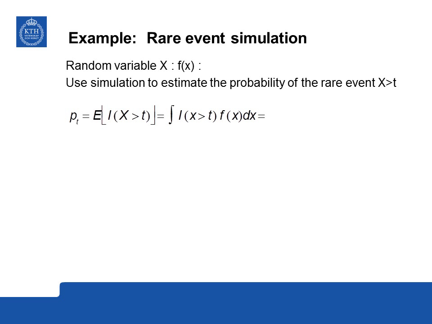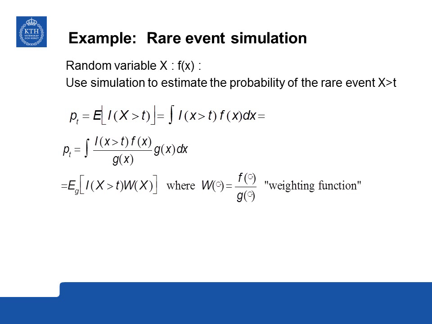First, we note that the probability can be written as an expectation of an indicator function, where the indicator function is 1 when the event occurs and 0 if the event doesn't occur. So we can write the probability in terms of an expectation as in the formula here. And then we apply the importance sampling technique.